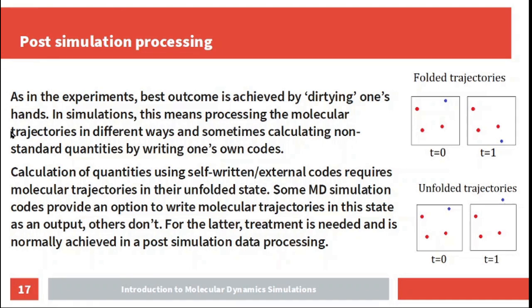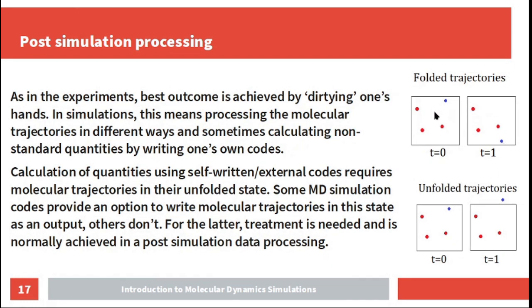But if you want to calculate the quantities on your own, there is one thing that you have to keep in mind, and that is that calculation of quantities using self-written codes or external codes requires molecular trajectories in their unfolded state. Here I would refer you back to one of the previous slides where we were talking about the periodic boundary conditions. Remember these boxes from that slide. At t equal to 0, this blue particle is here, and in the next instant the blue particle crosses the boundary and reappears here.